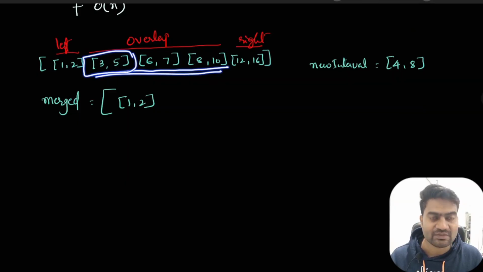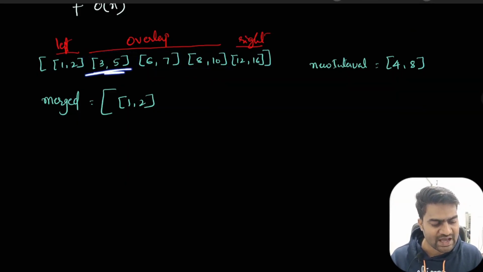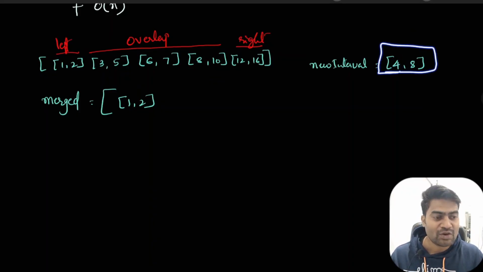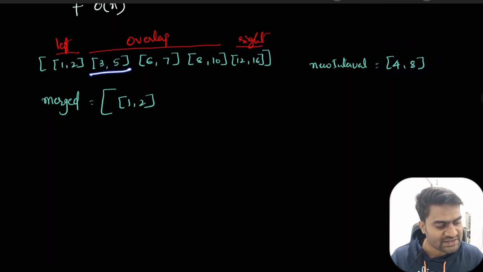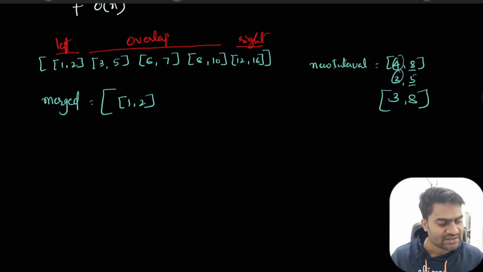Now when I start processing this value, I get to know that this is the overlapping part. Once I know that it is overlapping, I will update my new interval. Now my new interval will not be 4, 8; it will be the merged value of this and this. So for updating, I will place 3, 5 here below. Which is smaller out of these two? 3, so 3 will be the first value. Which is larger out of these two? 8. So this is the updated new interval, and I have successfully merged this value.